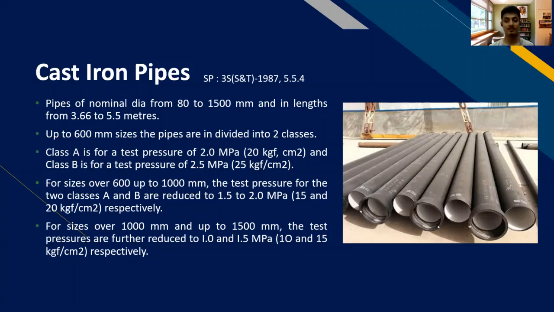Now for sizes from 600 to 1000 mm, the test pressure of these two classes A and B is reduced to 1.5 and 2.0 megapascals. And then for sizes above 1000 and up to 1500 mm, the test pressures are further reduced to 1.0 and 1.5 megapascals respectively.